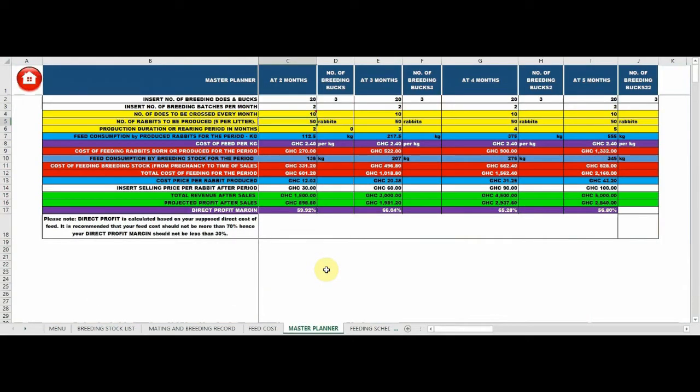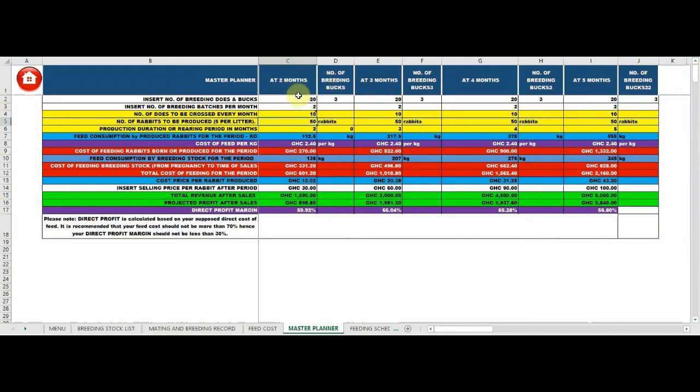Like I said, I hope it's not been too long, because I really want to finish this in a very short time. This is, for me, one of the most important parts of the whole thing. This is what I love about this spreadsheet, the master planner. First of all, it tells you to insert the number of breeding does and bags.